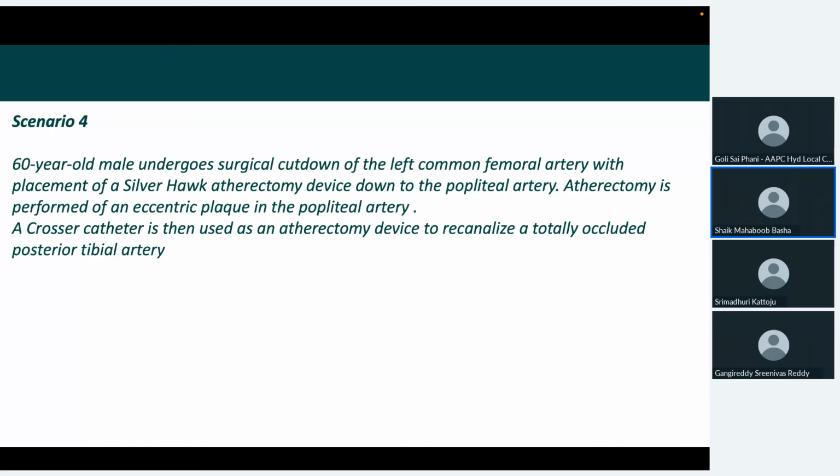So I'll be reading the question, and you can provide the rationale with answers in the chat box. A 60-year-old male undergoes surgical cut down of the left common femoral artery with placement of a Silverhawk atherectomy device down to the popliteal artery. Atherectomy is performed on an eccentric plaque in the popliteal artery. A Cross catheter is then used as an atherectomy device to recanalize a total occlusion in the posterior tibial artery. Total how many atherectomies, how many arteries, how many territories are involved? Apply the coding guidelines, then tell me the codes.